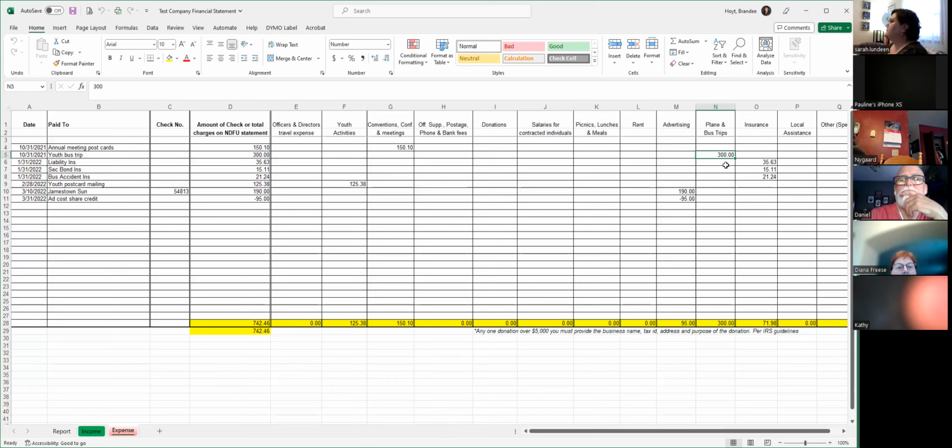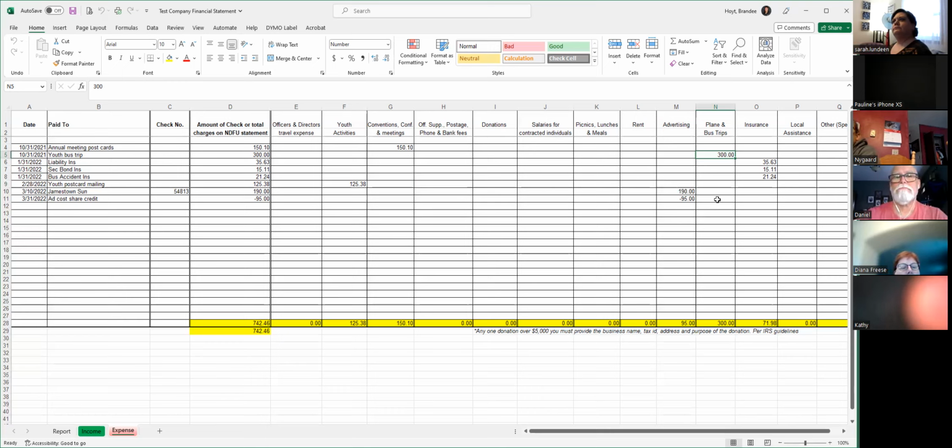In this case, I put it in the plane and bus just so you can see that it stands out that you guys did take a bus trip and that it's not getting just jumbled into all the other youth activities you do for a year. So that's the only reason why I did that. In the end, the way it gets reported on the state side, it does not matter. So you can do it in either or.